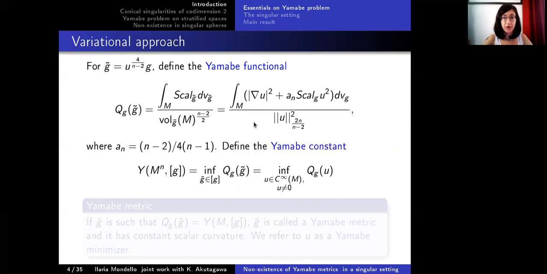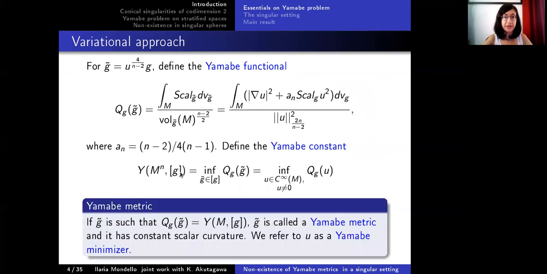So one can define the Yamabe constant as the infimum of the Yamabe functional over all conformal metrics or over all smooth functions that do not vanish. This is a conformal invariant, of course. And now, if you find a metric such that the Yamabe functional computed on this metric is exactly equal to the Yamabe constant of the manifold, then this is called a Yamabe metric, so a minimizing metric, and this metric has constant scalar curvature. So if you find a Yamabe metric, you find a metric of constant scalar curvature and you solve the Yamabe problem. If you have a Yamabe metric, we call its conformal factor U a Yamabe minimizer.